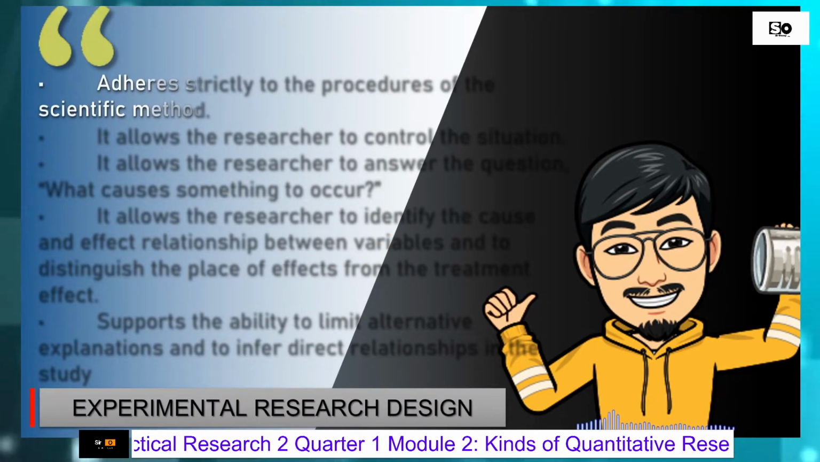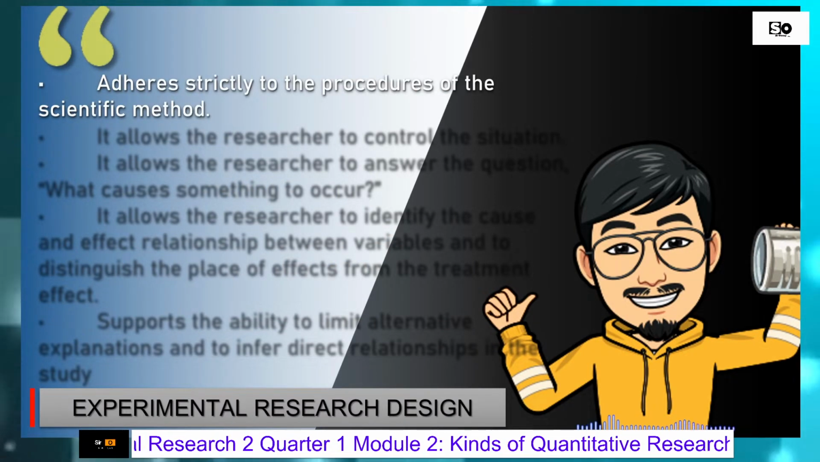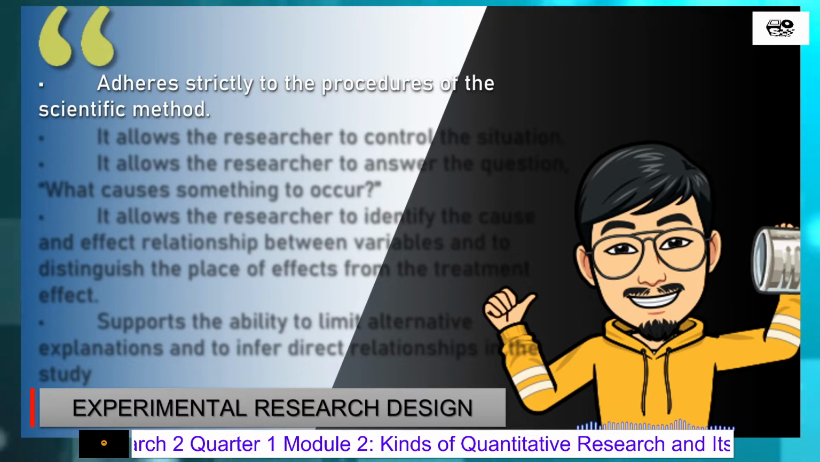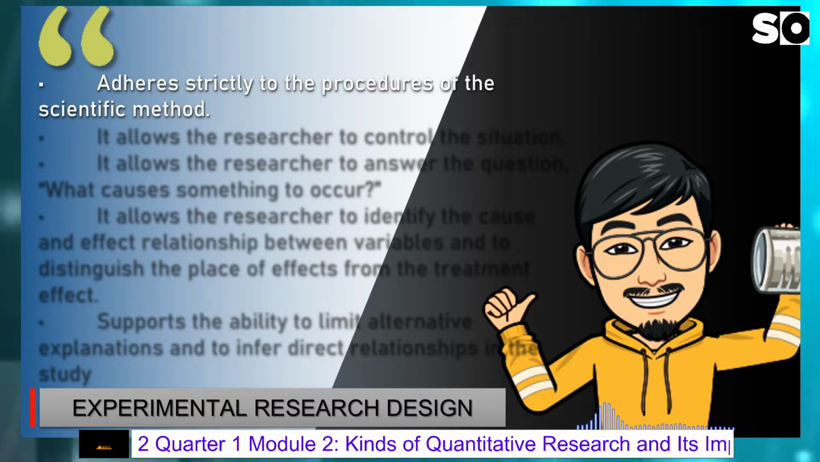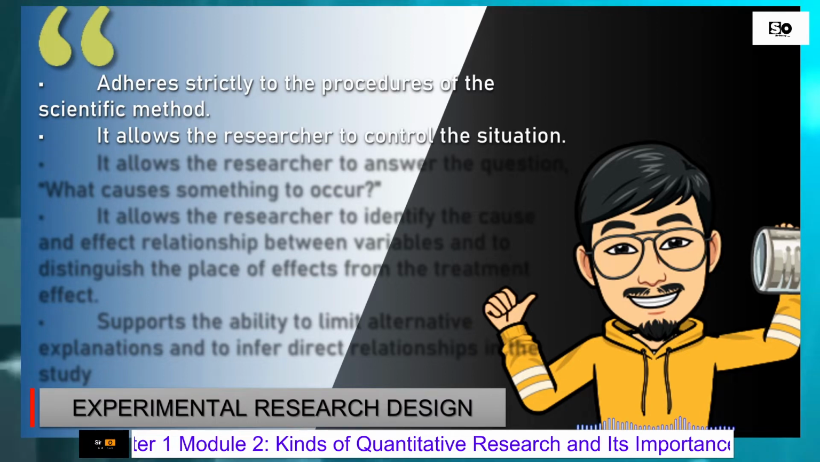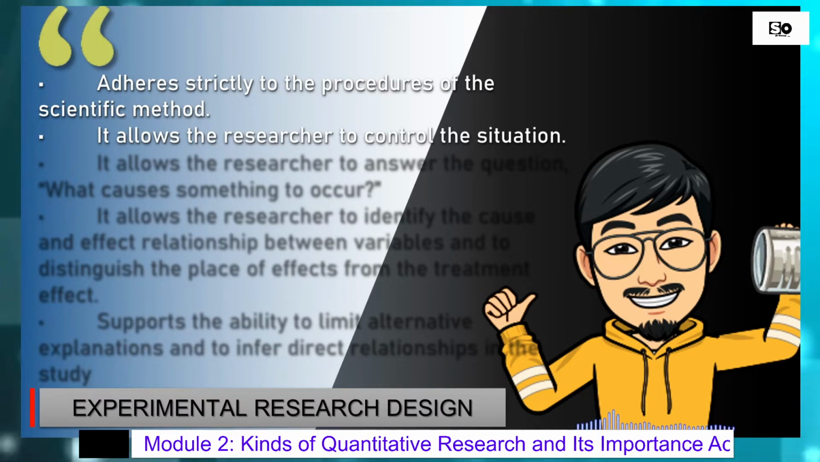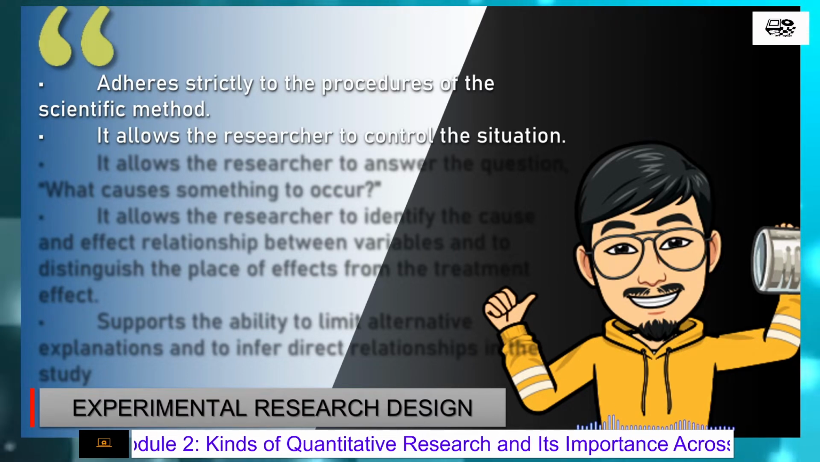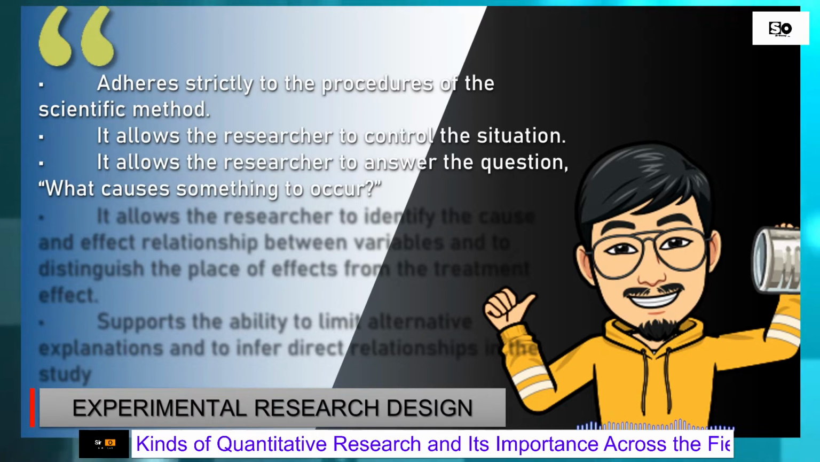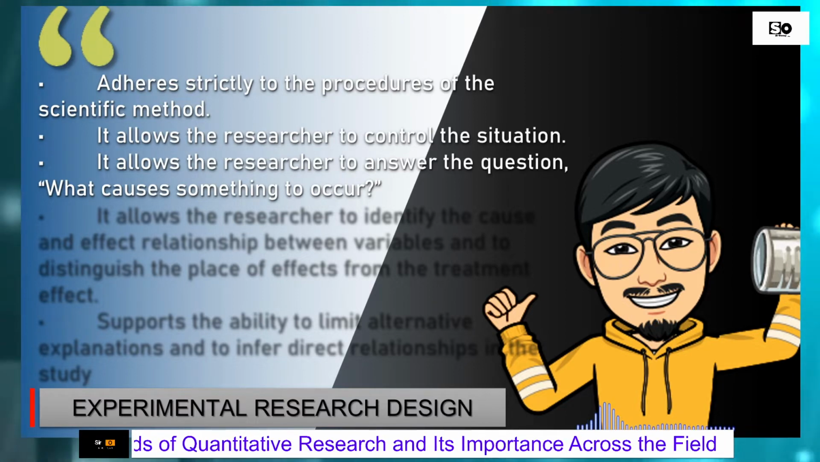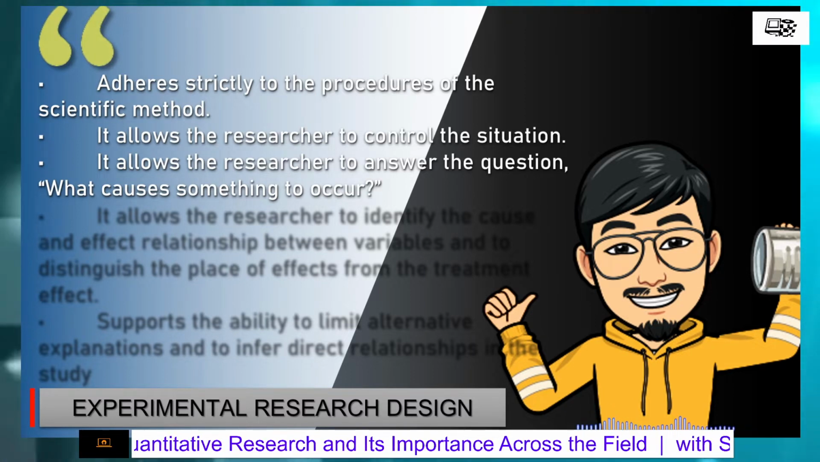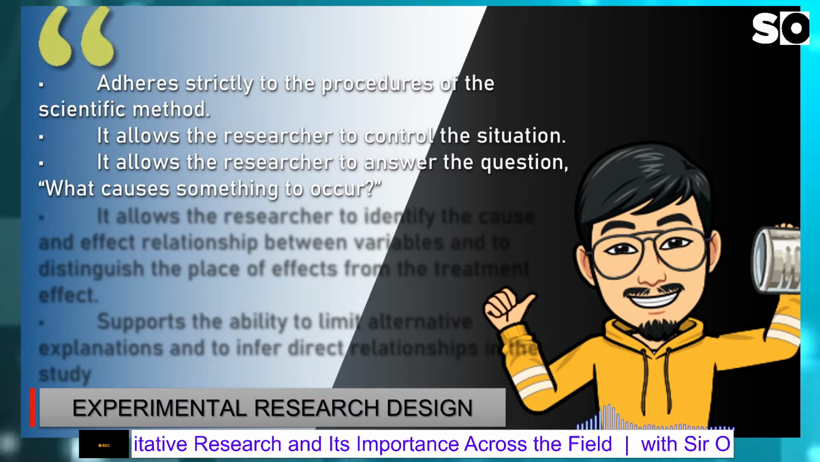Experimental research design adheres strictly to the procedures of the scientific method. Mahigpit na sumusunod sa mga pamamaraan o proseso ng paggamit ng scientific method. It allows the researcher to control the situation. Pinapayagan itong kontrolin ng mananaliksik ang sitwasyon. It allows the researcher to answer the question, what causes something to occur? Pinapayagan itong sagutin ng mananaliksik ang tanong na ano ang sanhi ng isang bagay na nangyari.